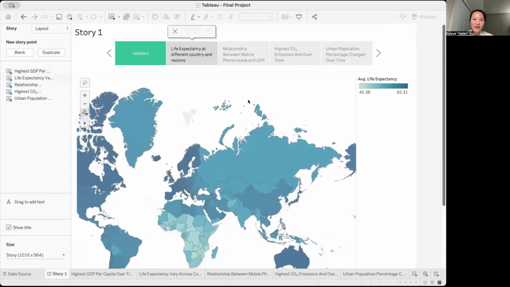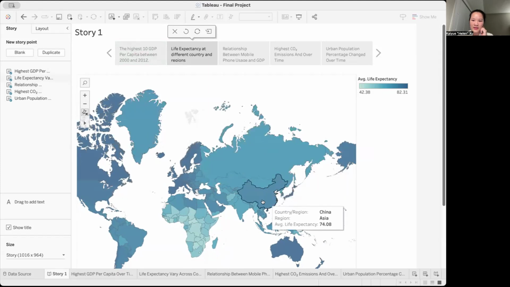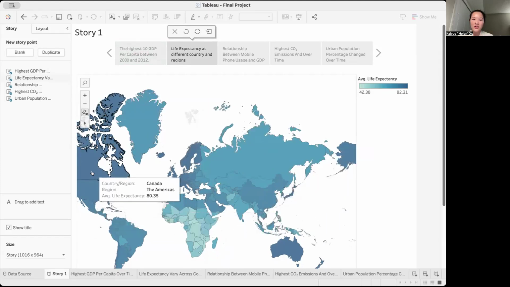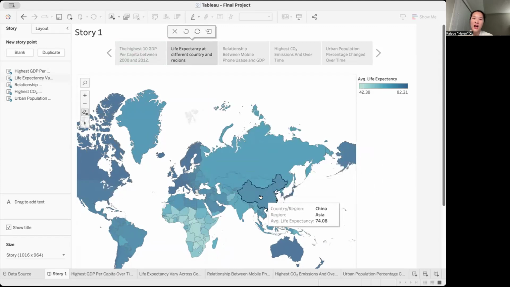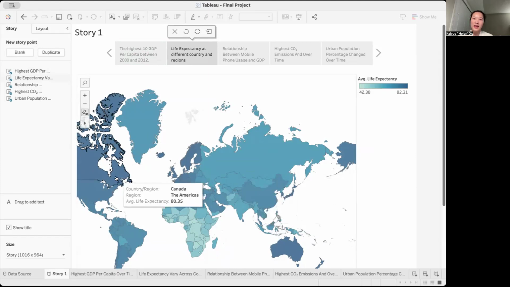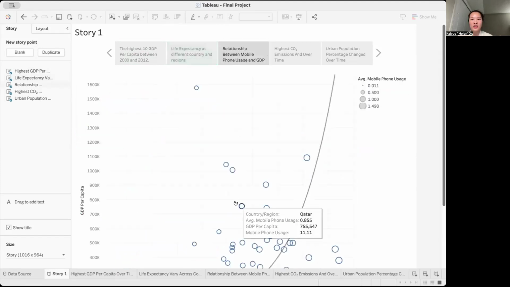For the second question, on life expectancy, we can see a lot of places have a darker color, like Canada and America. I think the developed countries, which have a lot of knowledge, may help get higher life expectancy. For the third question, the relationship between mobile phone users and GDP per capita.